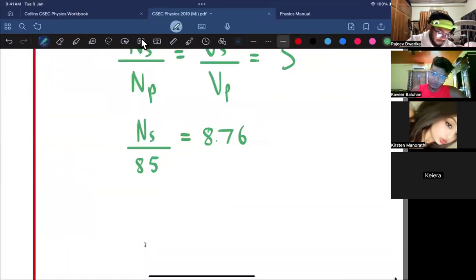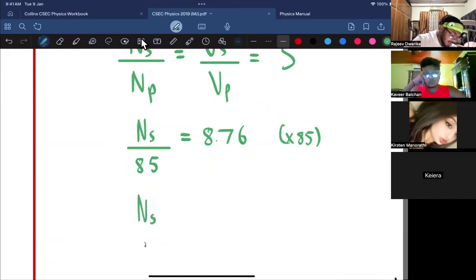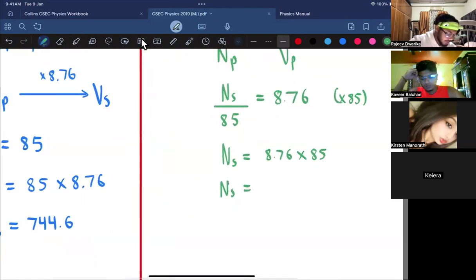You multiply by 85 on both sides, because currently I have NS over 85. I want to find NS, so I need to find the full thing. So 8.76 times 85, and we know what that answer is. That is 744.6. And you can write turns.